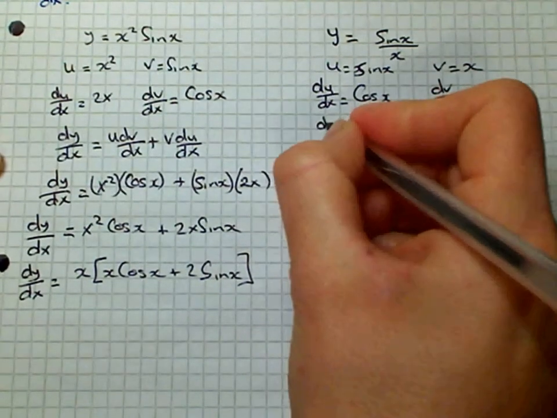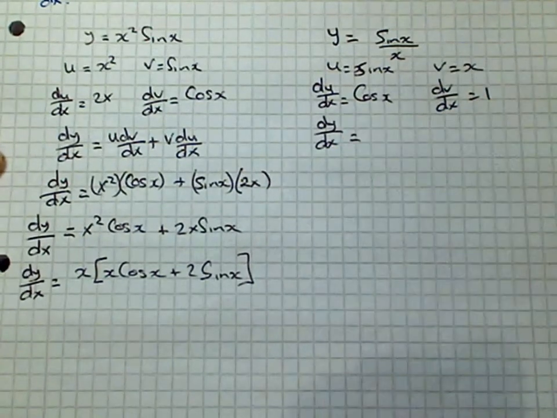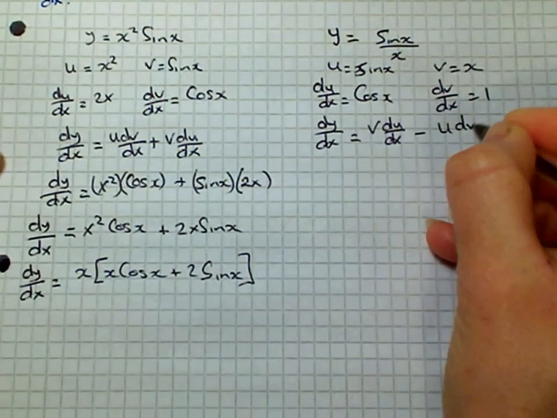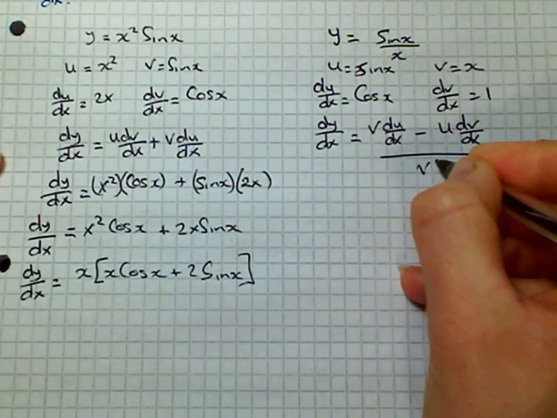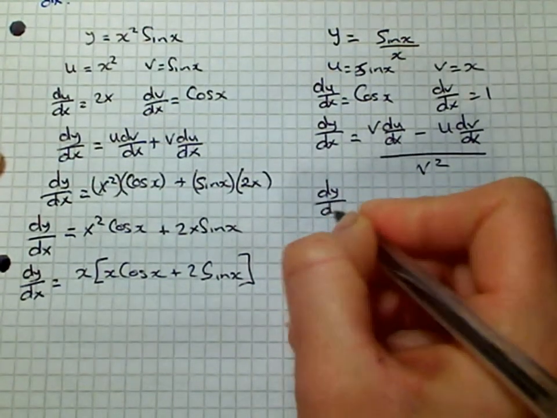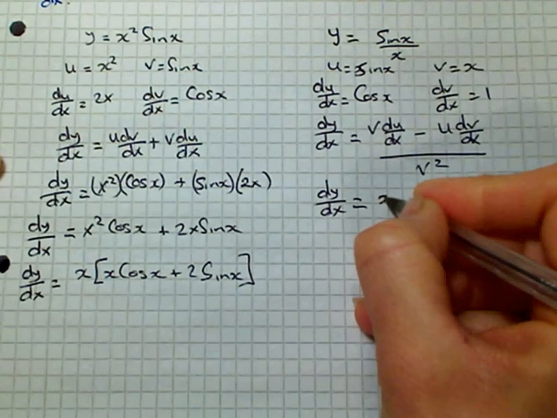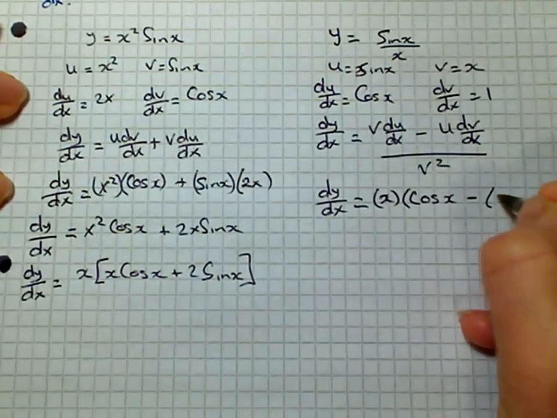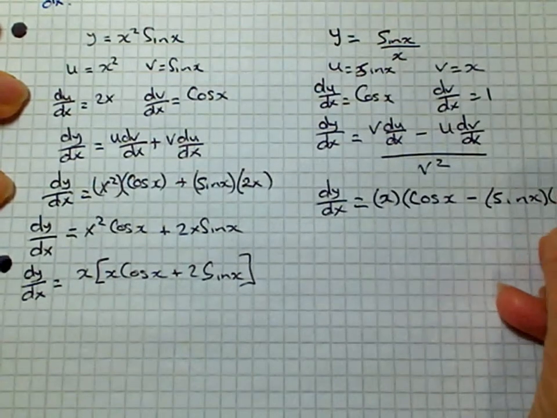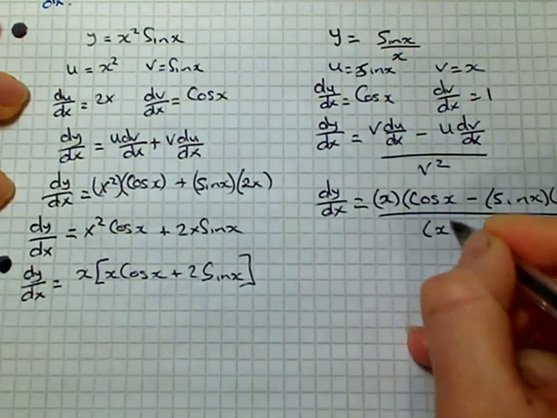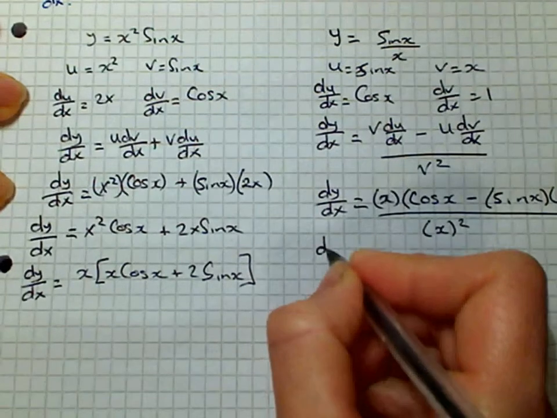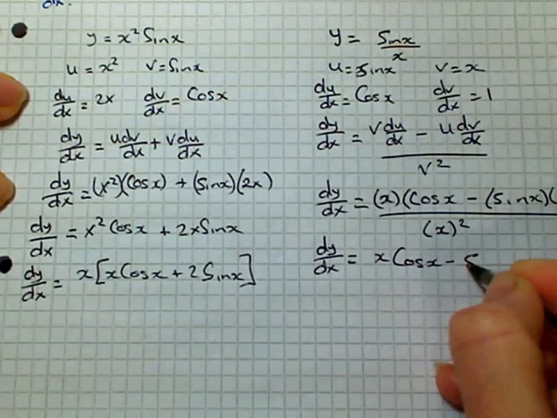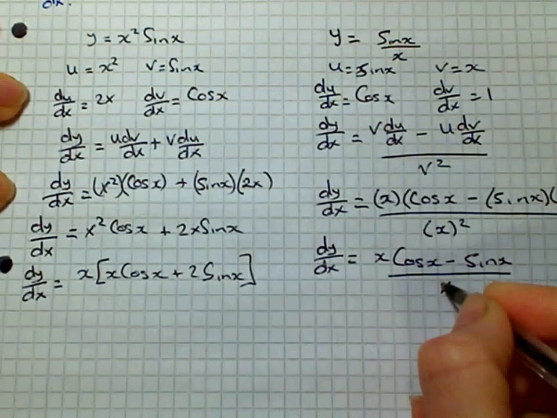Now quotient rule, dy dx is equal to v du dx minus u dv dx all over v squared. So dy dx is v, which is x, by the cosine of x minus u, which is sine of x, by dv dx, which is 1, all over v squared, which is x all squared. So dy dx is x cosine of x minus sine of x all over x squared.